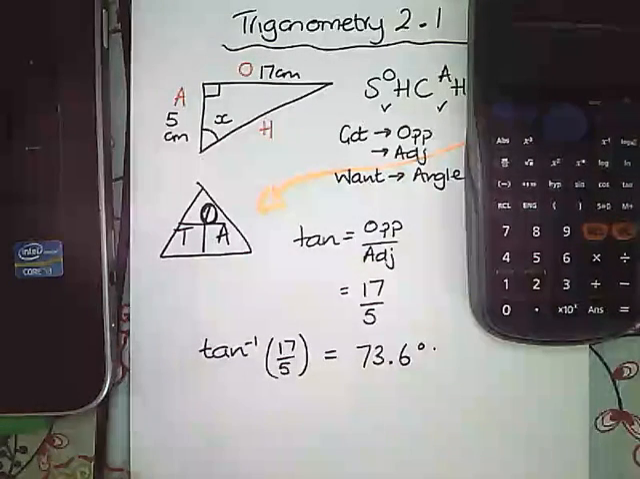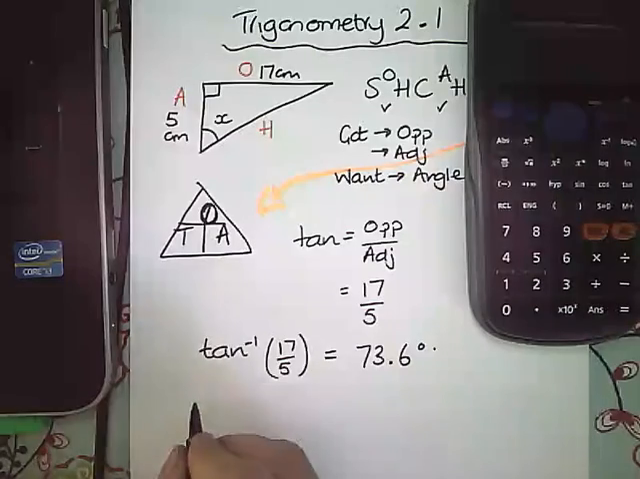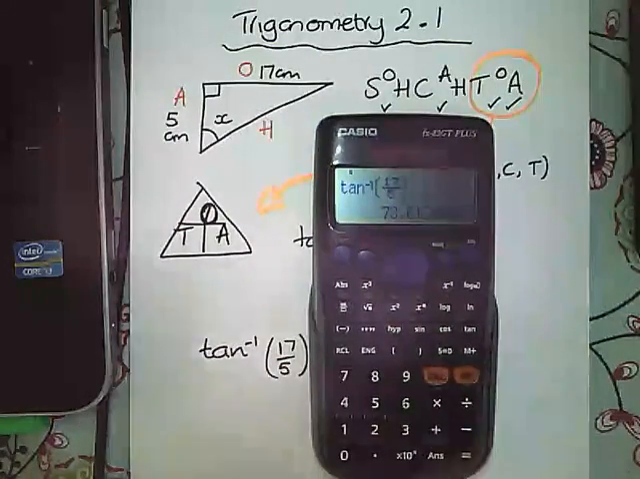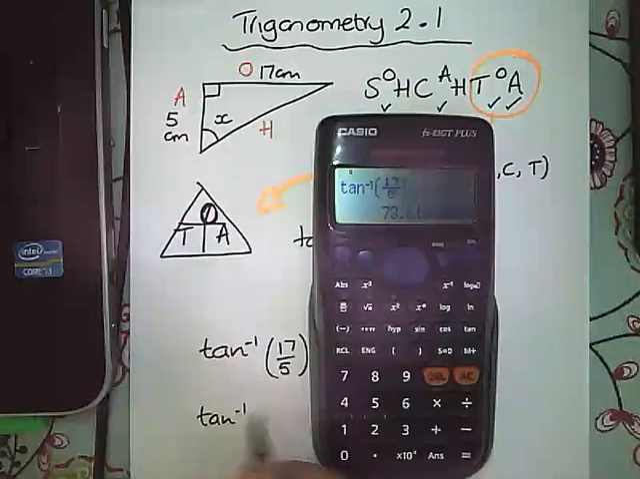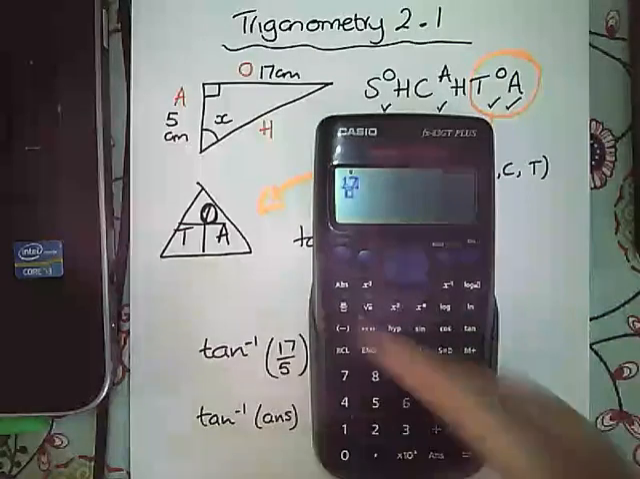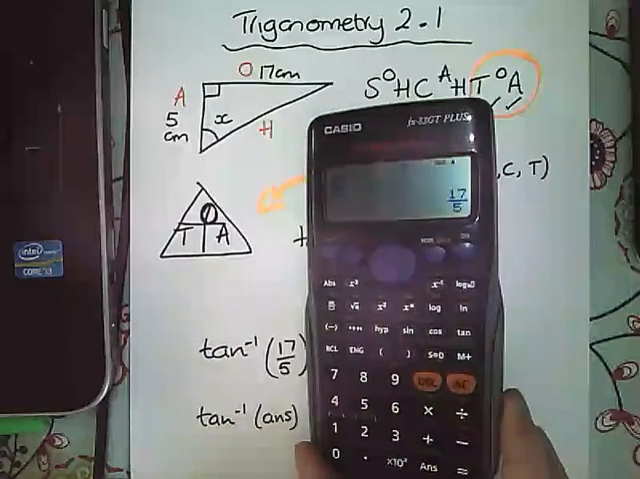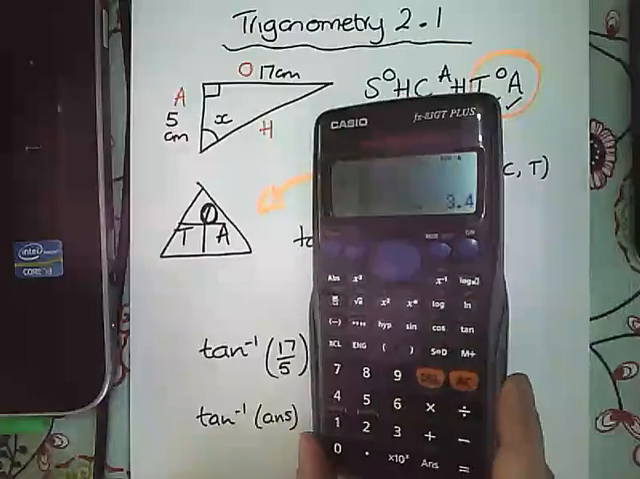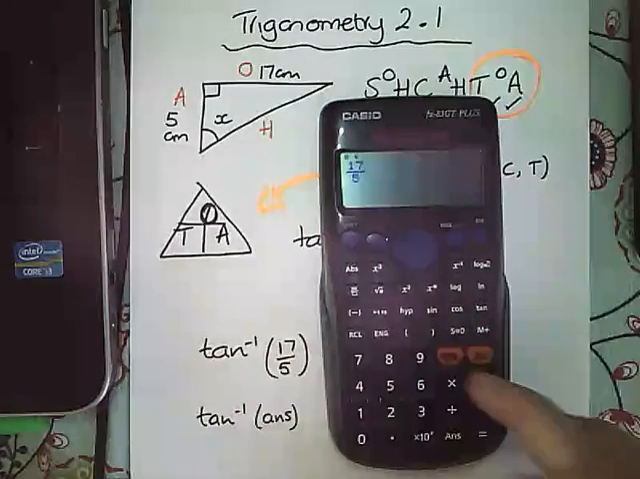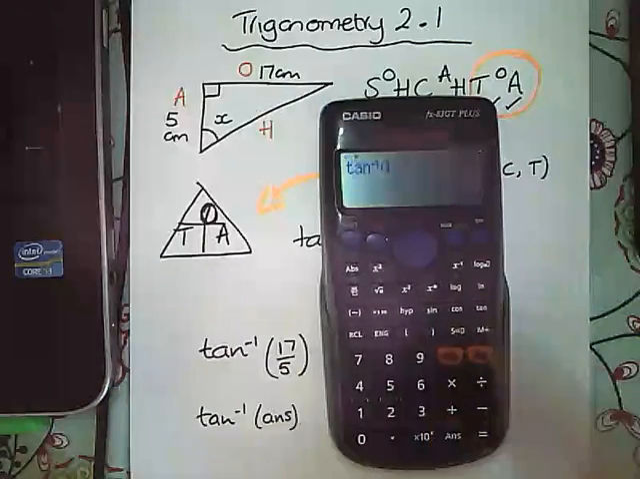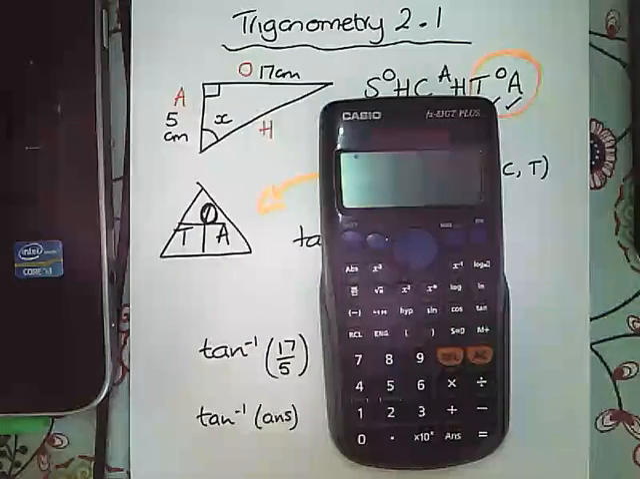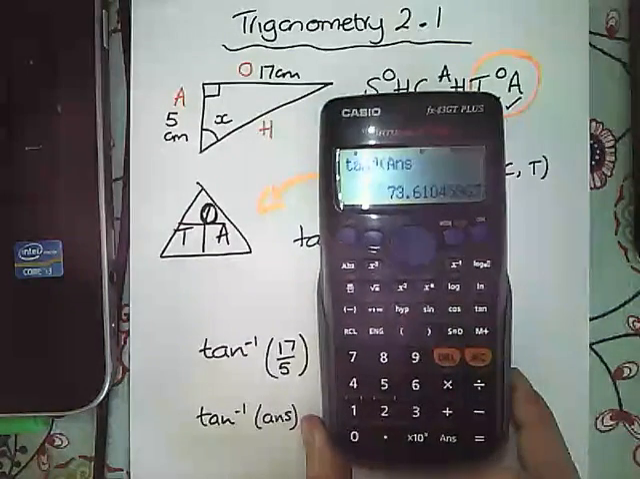The other way I could have done it is I could have done 17 over 5, if you just have a look at this, and then use the answer button, so tan to the -1 of the answer. So do 17 over 5, see what that is, it is 3.4, okay, and then shift tan, answer, equals, same value, 73.6.